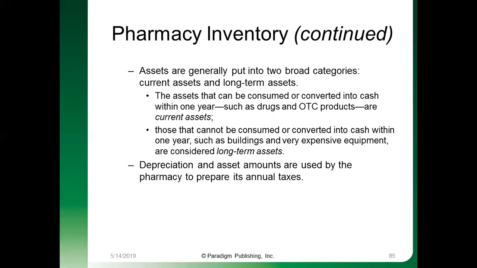Assets are generally put into two broad categories: current assets and long-term assets. The assets that can be consumed or converted into cash within 1 year, such as drugs and over-the-counter products, are current assets. Those that cannot be consumed or converted into cash within 1 year, such as buildings and very expensive equipment, are considered long-term assets. Depreciation and asset amounts are used by the pharmacy personnel in its annual taxes.